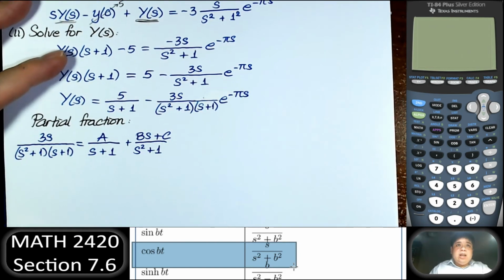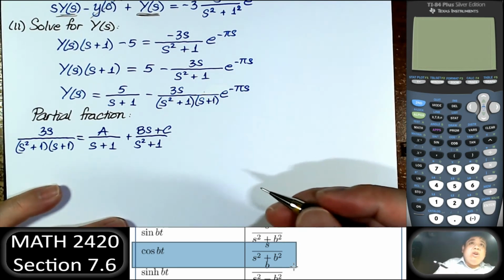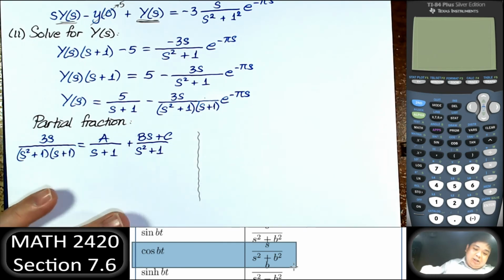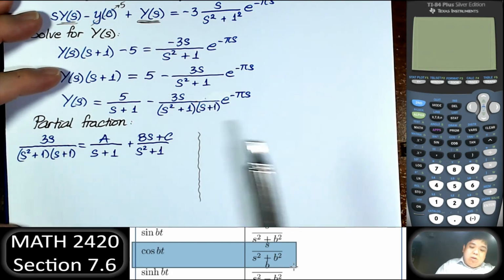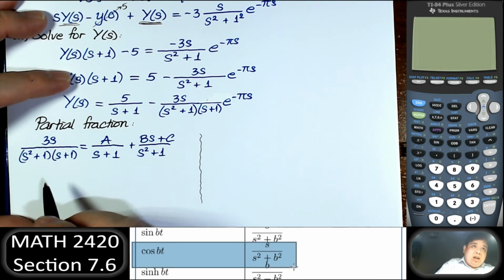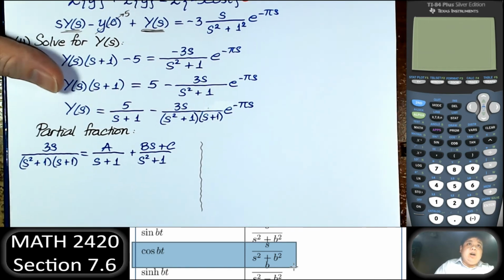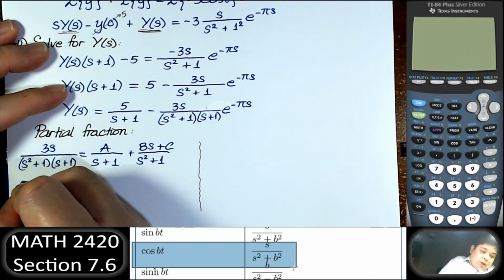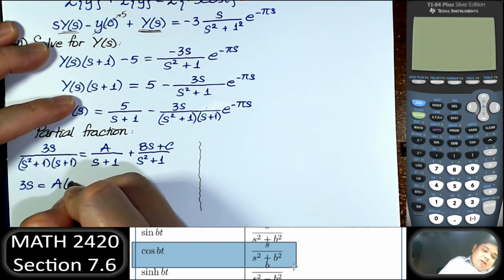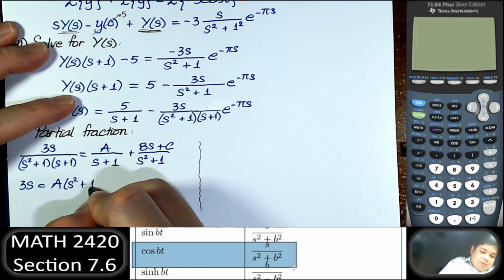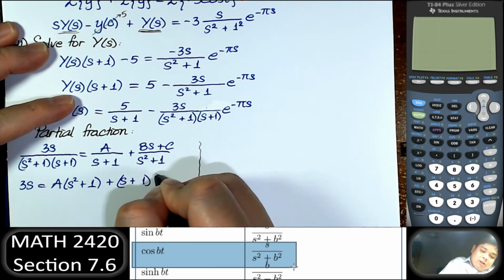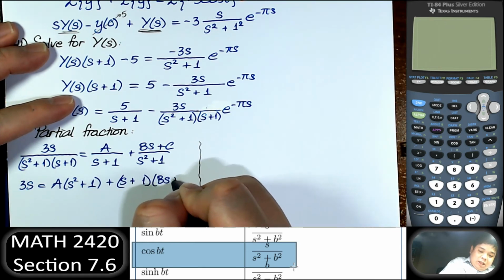Since we don't have a lot of space left, let's just divide the page in two. Multiply both sides by the common denominator of s squared plus 1 times s plus 1. We will have 3s equal to A times s squared plus 1, plus s plus 1 times Bs plus C.